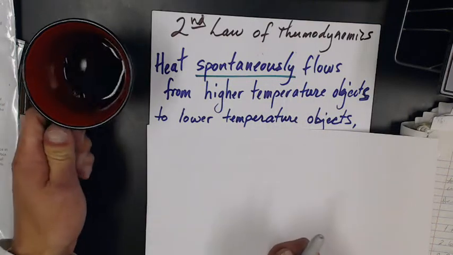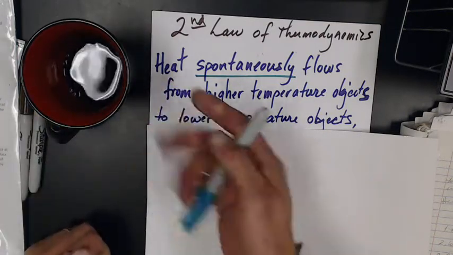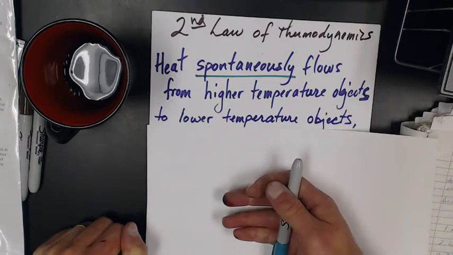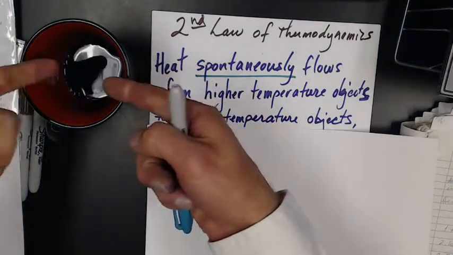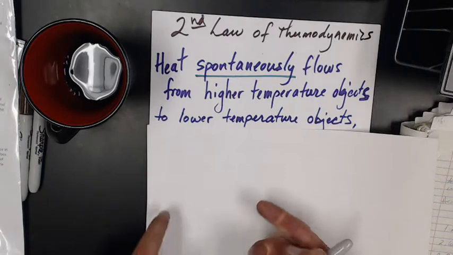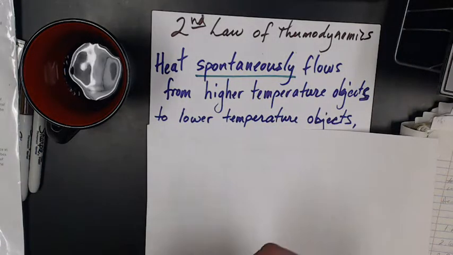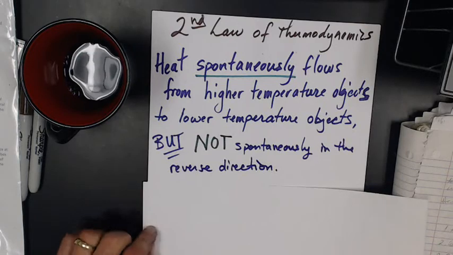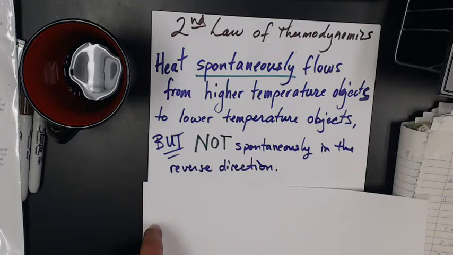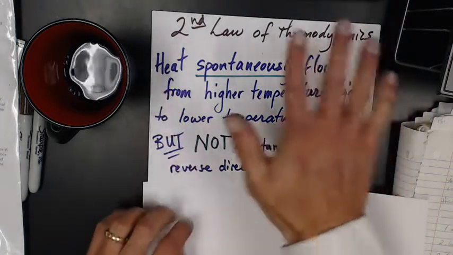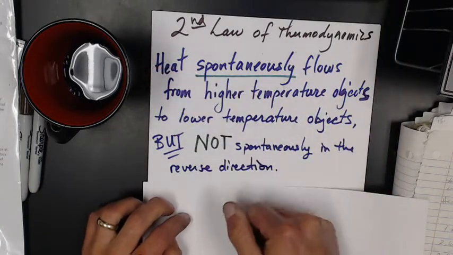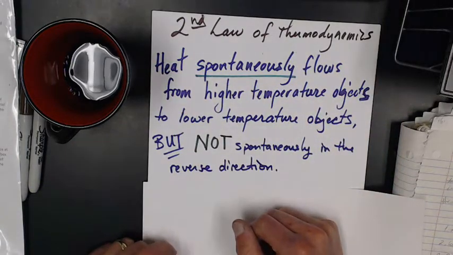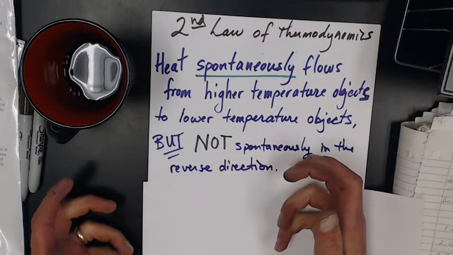So here's my coffee cup. There's my coffee. It's hot. It's hotter than the air around it. So heat is flowing from my coffee to the room. It's doing this spontaneously. I don't have to do anything. It just sits there. But here's the key. It doesn't flow spontaneously in the reverse direction. I don't have heat from the room going into my coffee and making my coffee hotter. You know this already because that's how the universe works.